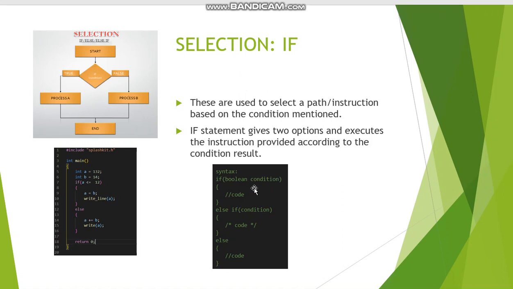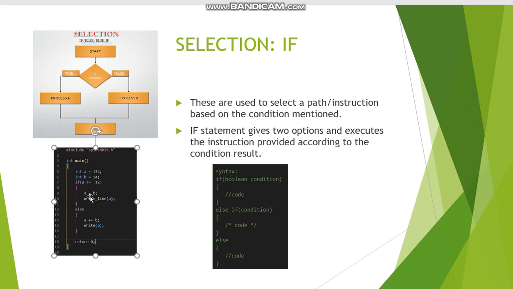First of all, let me tell you, this condition is a Boolean equation. So if the condition is met, the answer will be yes or no. Suppose, for example, here it is written in the example that A is 132, B is 14. If A is less than or equal to 12, as you can see, A is greater than 12. So this condition is false. So the answer to the brackets is false. So this code won't execute.